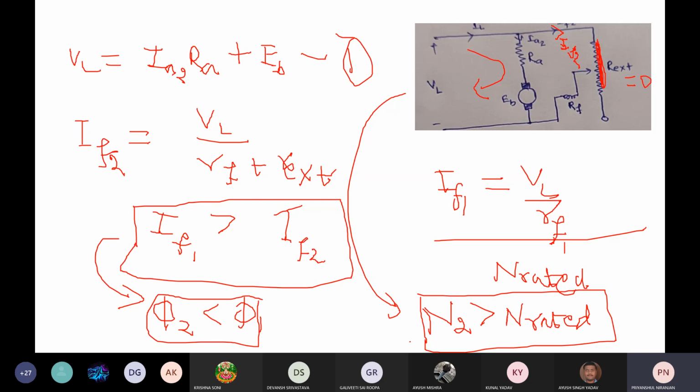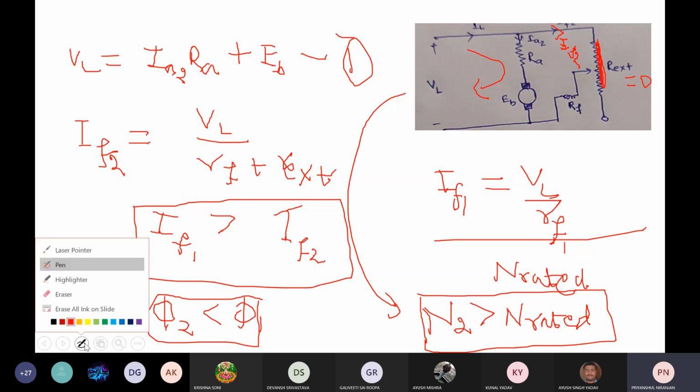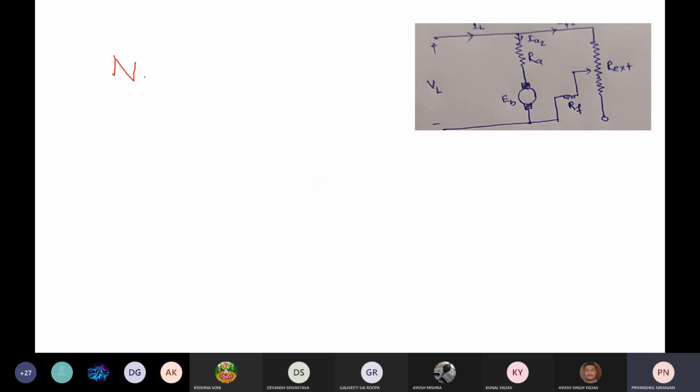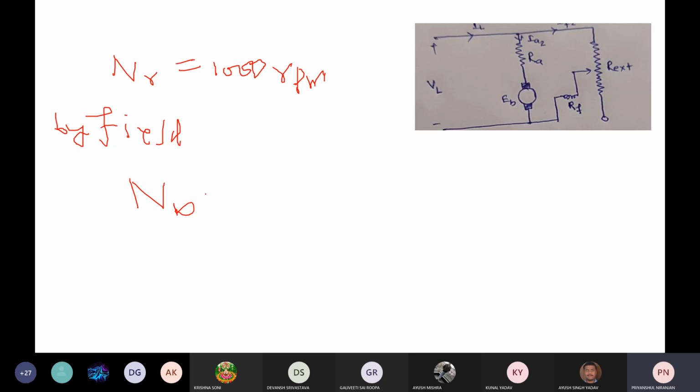we wanted to control, say the rated speed is 1000 rpm, and by using the field winding we control the speed. By field winding, the speed will become 1800. Okay.